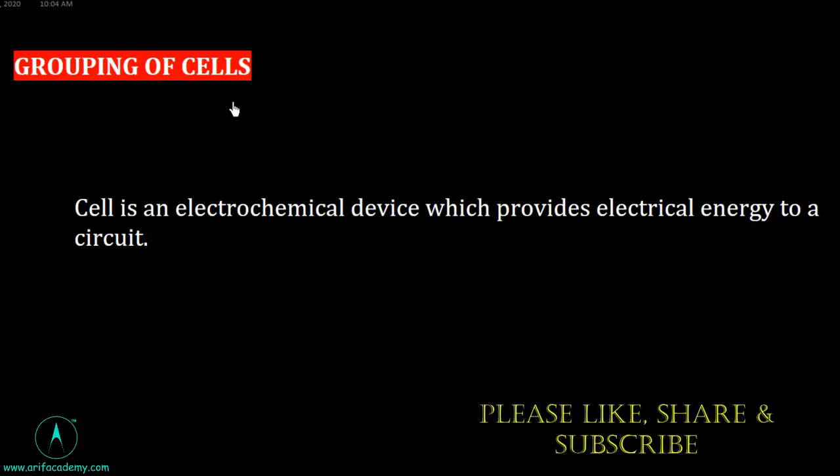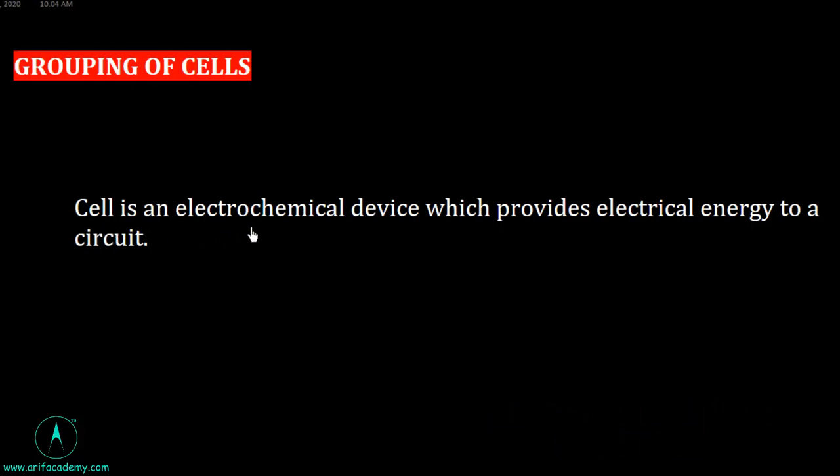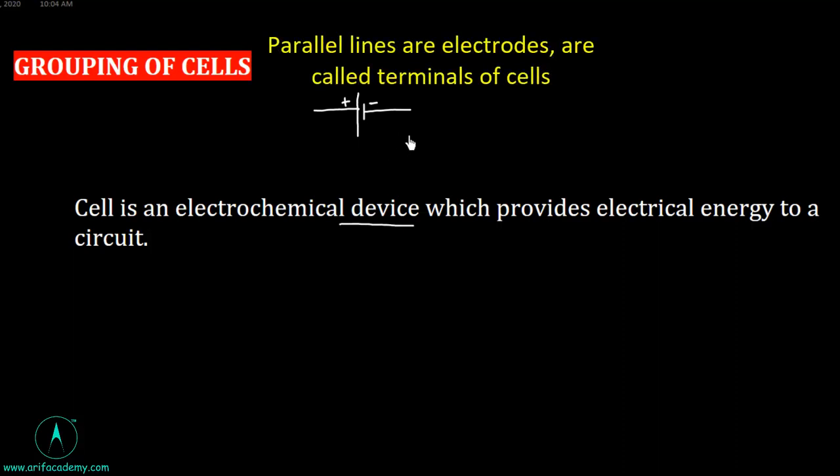In this topic we are going to study grouping of cells. A cell is an electrochemical device which produces electrical energy for a circuit; you can say a cell is an energy provider. Its symbol is two parallel lines, one longer, which actually represent the terminals. These are the electrodes, positive terminal and negative terminal. So this is the symbol of a cell.